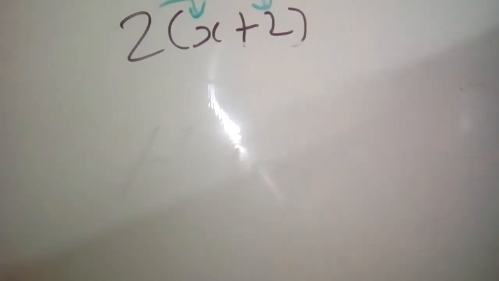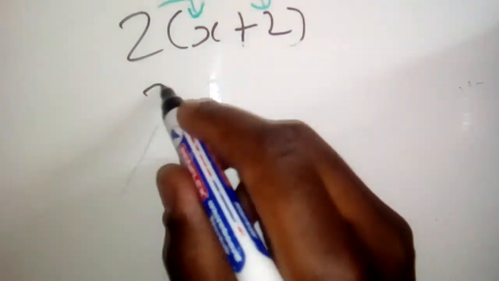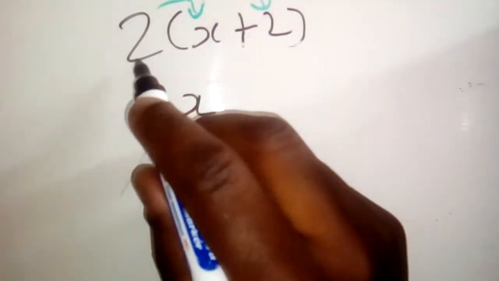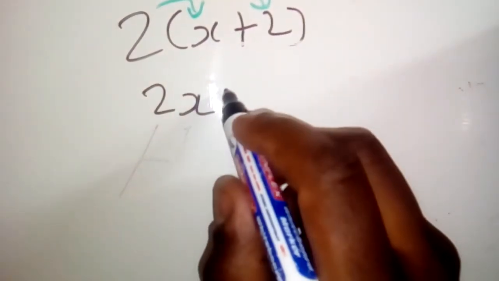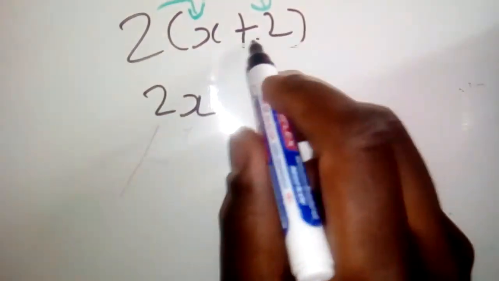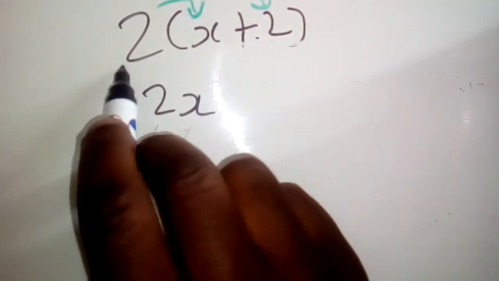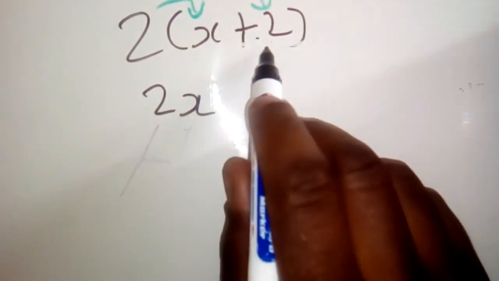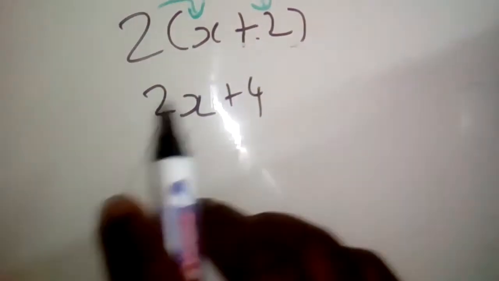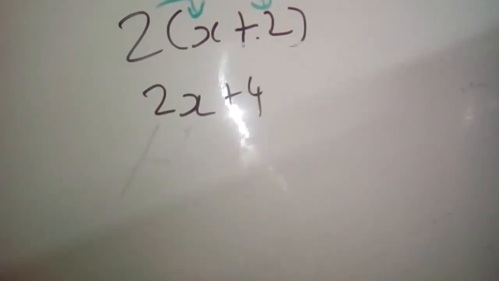So what is 2 times x? 2 times x is 2x. Then we're going to have 2 times 2, right? 2 times positive 2, because this 2 has a plus in front and this 2 is positive. So positive 2 times positive 2 is positive 4. So this is the answer, right?